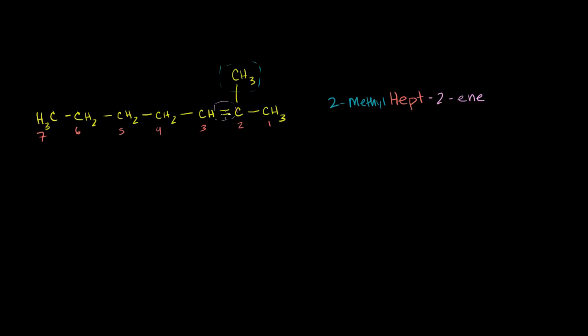That's all of this part over here, double bond starting on the 2 if we're numbering from the right. And then the methyl group is also attached to that second carbon. Let's do one more of these. So we have a cycle here.